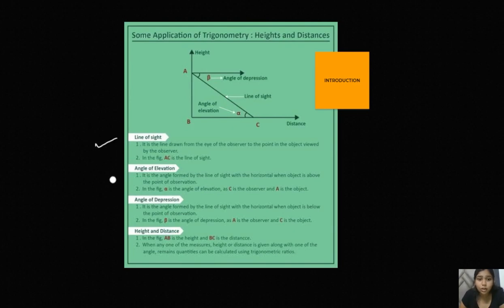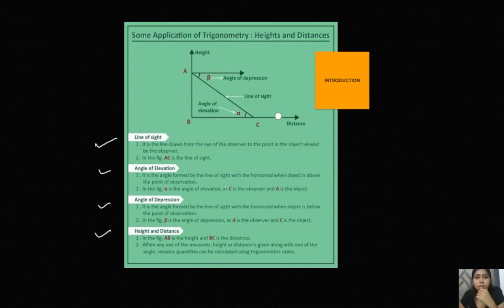There are basically line of sight, angle of elevation, depression, height and distance. These are certain words that you will go through while you will be discussing these questions. This is not a very long chapter, this is a very short chapter, so you will be able to easily go through it if you pay attention.